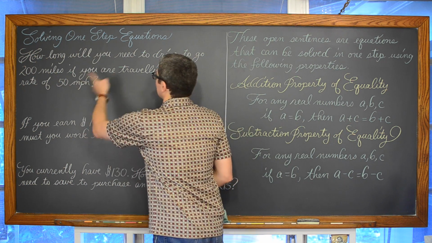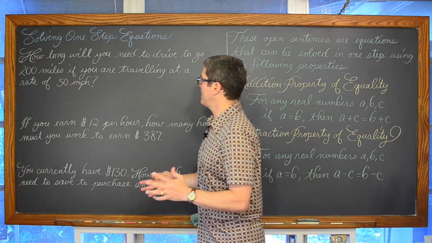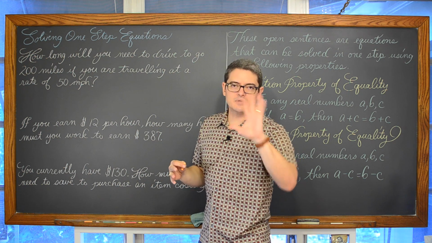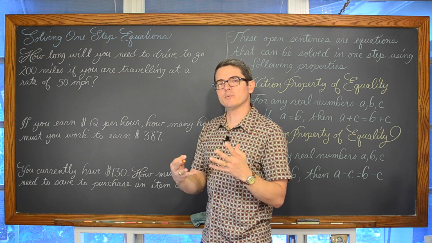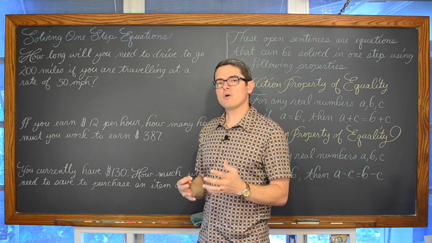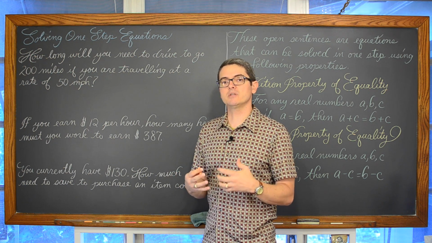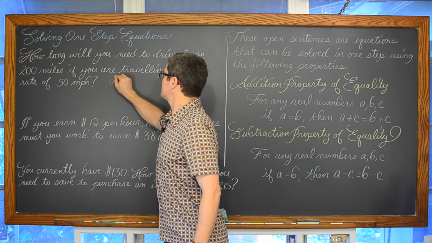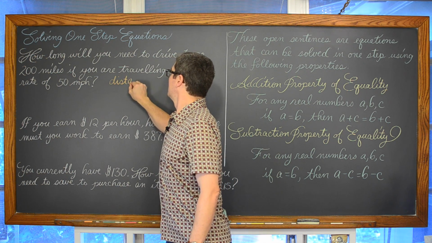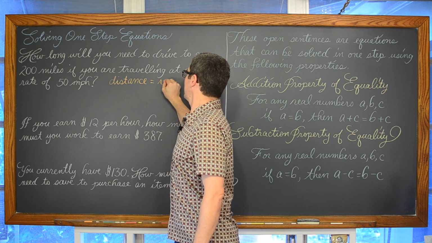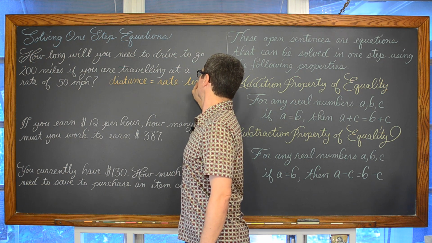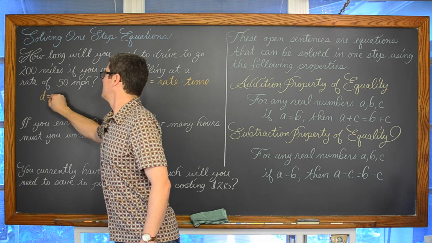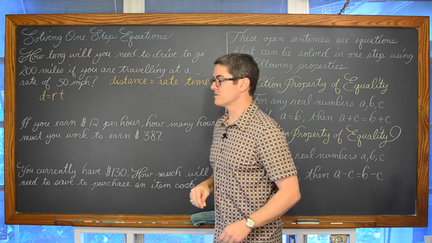So how long will you need to drive to go 200 miles? You're traveling 50 miles per hour. Excluding calculus and when things get really, really complicated, almost every problem you ever look at that deals with motion and distance and time can be related by distance is equal to rate times time, or distance is equal to RT.